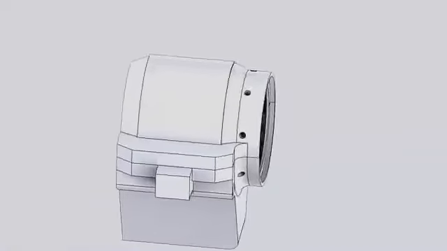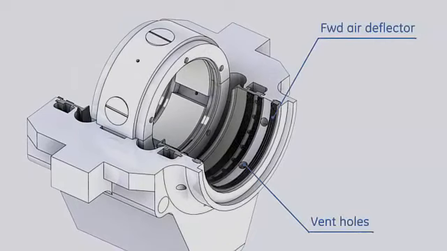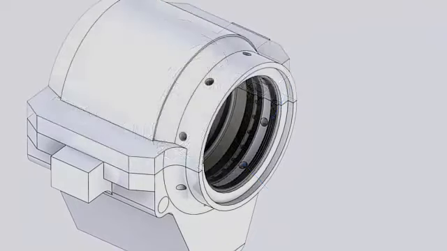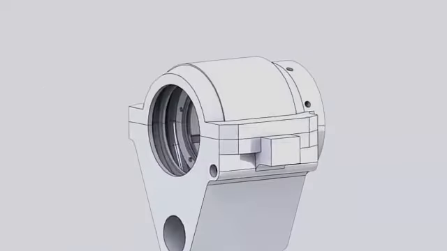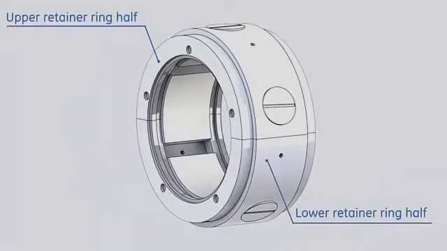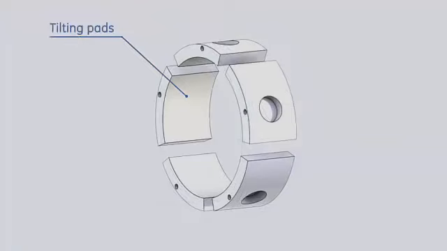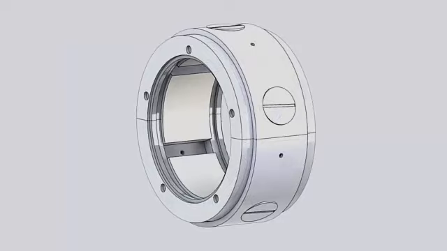A forward air deflector seal is installed at the forward side of the housing to prevent crossflow, and vent holes are machined on the housing. The bearing liner of the tilting pad type consists of a retainer ring and 5 tilting pads. The tilting pads are assembled so that high-pressure oil film is generated between each pad and the rotor journal surface. This produces symmetrical force on the bearing surface that helps to maintain shaft stability.